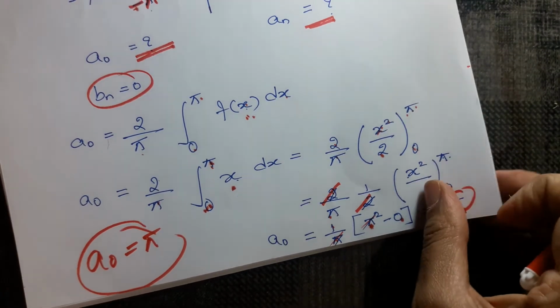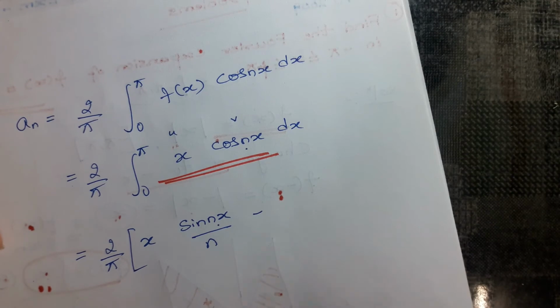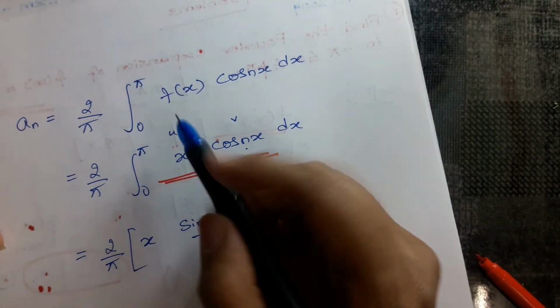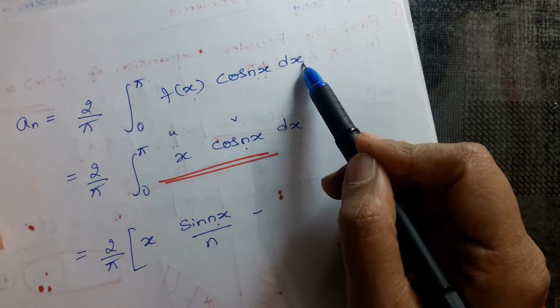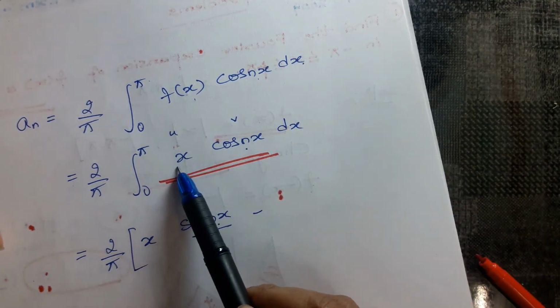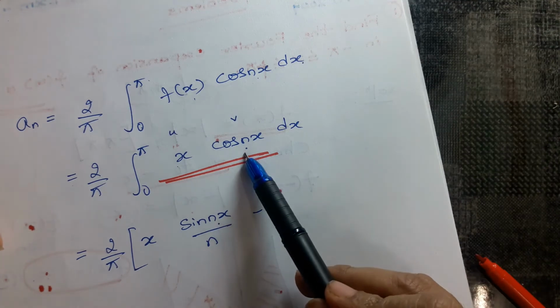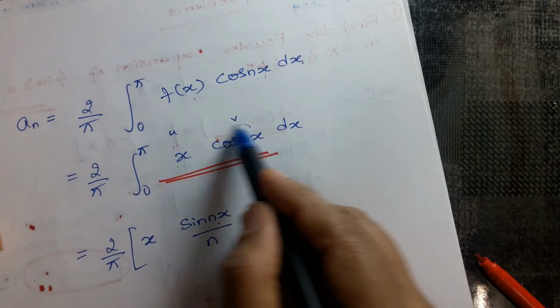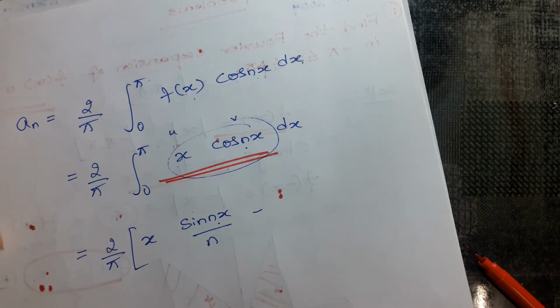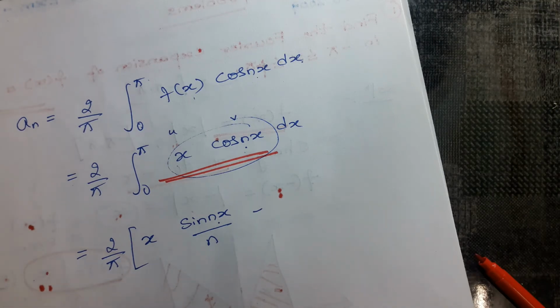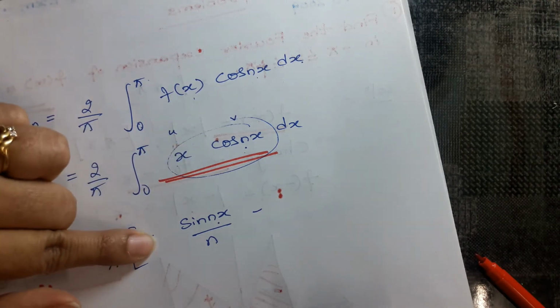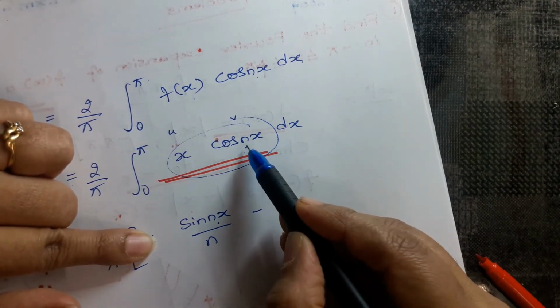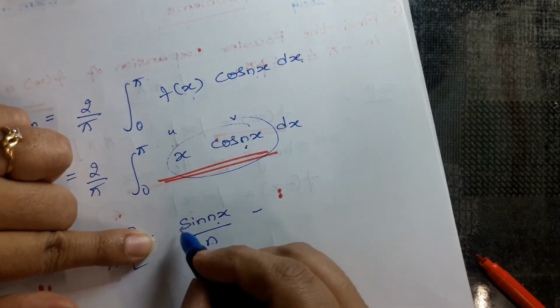So the next coefficient that we have to find out is an. To find out an, the formula is 2 by pi integral 0 to pi f of x cos nx dx. F of x value is x as you know already. Cos nx I will keep as it is into dx. Now I have to apply Bernoulli's rule of integration by parts to integrate this. What is that rule? The rule is very simple. Don't worry about the rule. Just follow the trick that I will teach you now. Keep the first function x as it is. Integrate the second function. Integration of cos nx is sin nx by n.